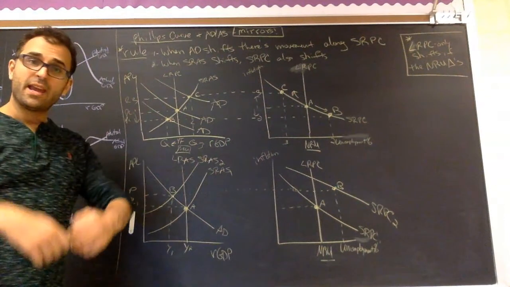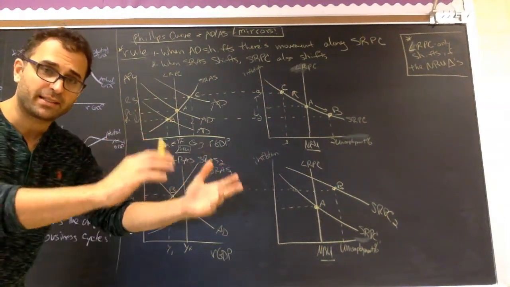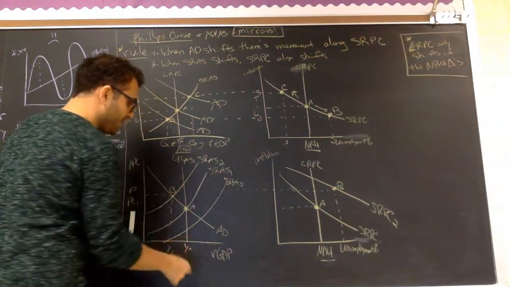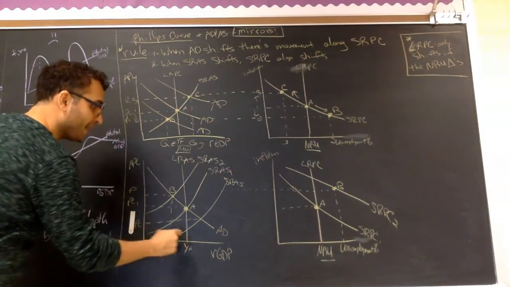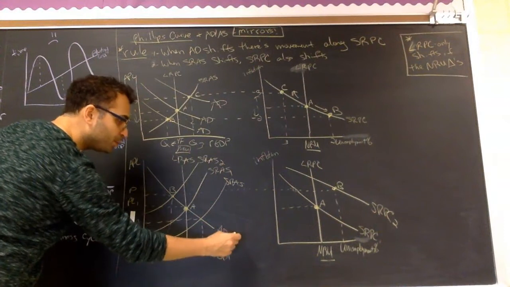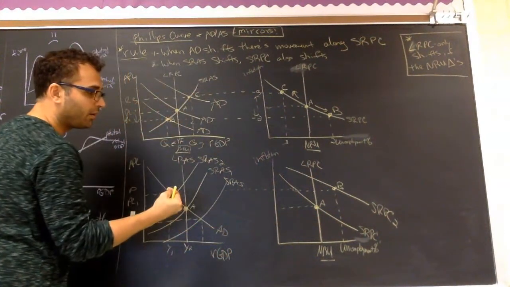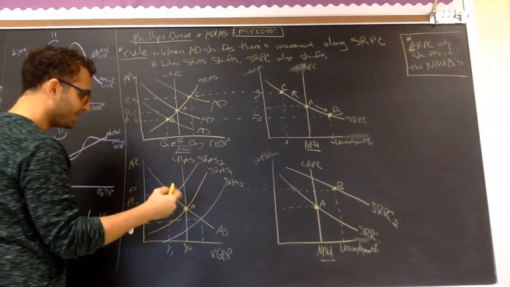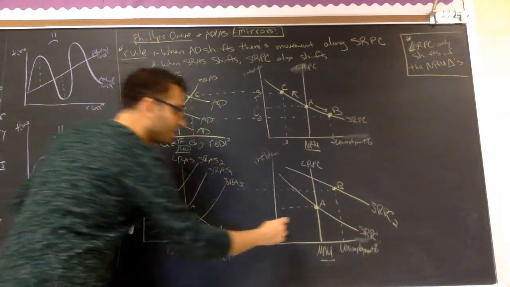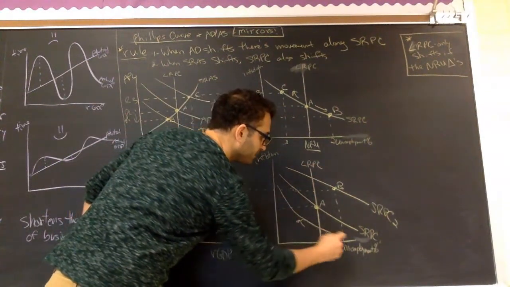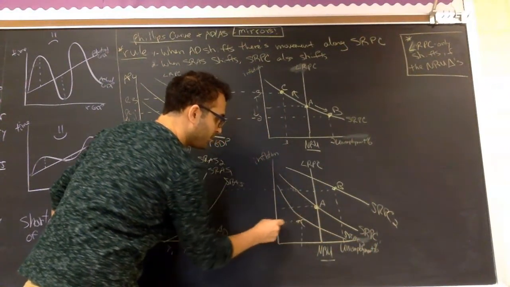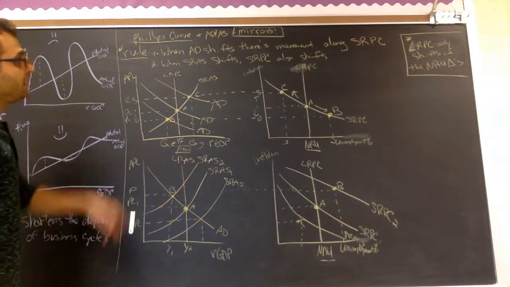If we went the opposite way, for some reason the price of oil jumps down to like $1 a gallon, then the SRAS shifts to the right, input costs went down. What's happened? Price level's gone down, so C is going to be down, right? And output is going to go up, which means unemployment is going to go down. So in this case, if we were at A, we're going to go down and to the left. So C is going to be over here. SRPC 3, right? Unemployment is down, price level is down.